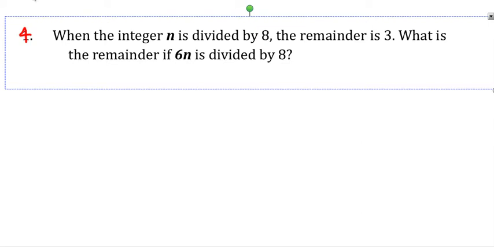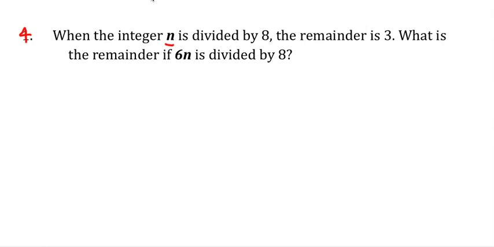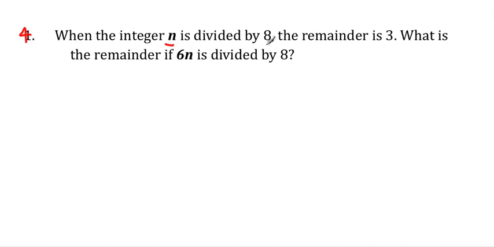Last question on this section. When the integer n is divided by 8, the remainder is 3. All these have remainder 3. What is the remainder if 6 times n, 6n, is divided by 8? Well, how do we go about doing that one?